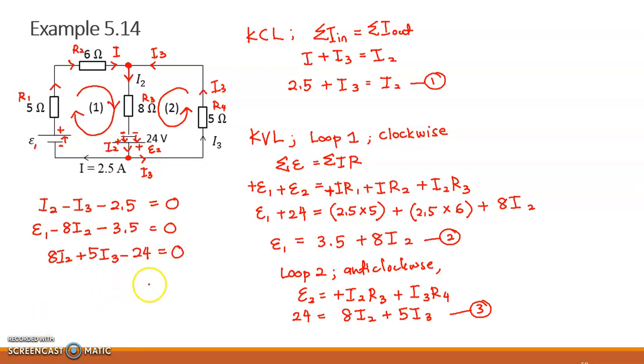So by using your calculator, solve for the unknowns, then you will get the final answer as I2 equal to 2.81 ampere, I3 0.31 ampere. Meanwhile, for EMF1, we will get 25.98 volts.